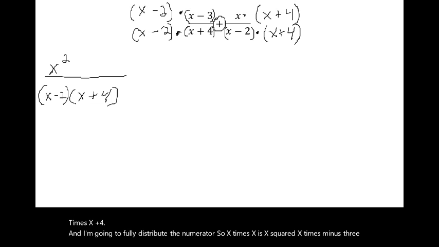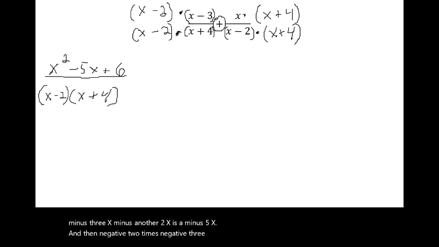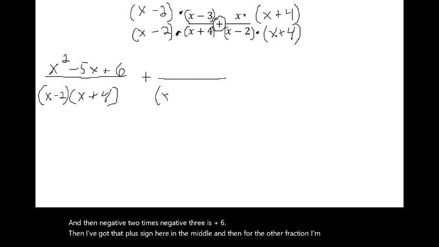And I'm going to fully distribute the numerator. So x times x is x squared. X times minus 3 is minus 3x. Minus another 2x is a minus 5x. And then negative 2 times negative 3 is plus 6. Then I've got that plus sign here in the middle. And then for the other fraction, I'm going to, again, leave the denominator alone.